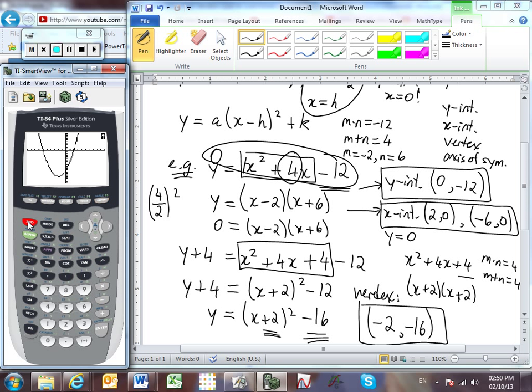But here I've got a minimum, so when I say second and trace, I'll go down to minimum, and again the calculator will ask me for the left bound, the right bound, and a guess. I'm going to use the quicker method. I think -5 is safely on the left of my minimum, and I would think that 0 is safely on the right of my minimum, and I'm going to take a guess that my minimum occurs at -1.5. In fact, the minimum occurs when x is -2 and y is -16, exactly as I had found here.